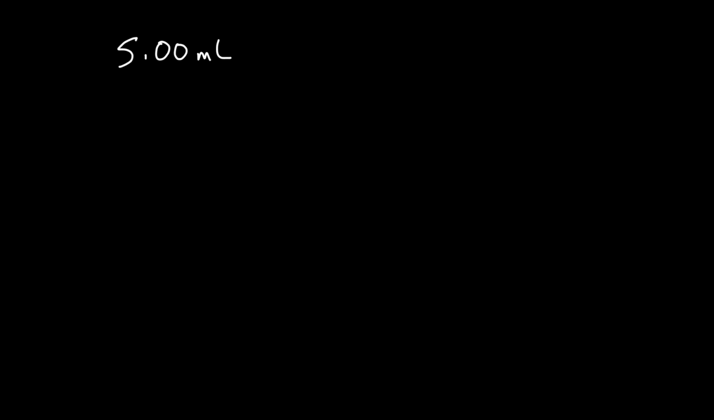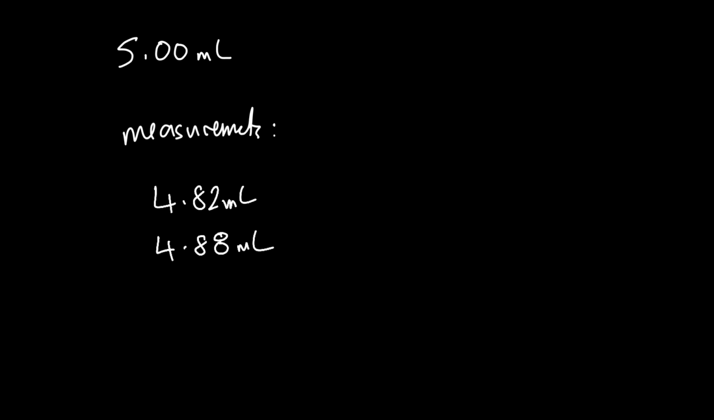To give you a concrete example, maybe we have a sample of water that has a volume of exactly 5 milliliters. And we make measurements in the lab, and our measurements look something like so. So we get 4.82 milliliters on one trial. Maybe we get 4.88 milliliters on a second trial. And on a third trial, maybe we get 4.84 milliliters. So what do you think? Is this accurate or precise, or both, or neither?